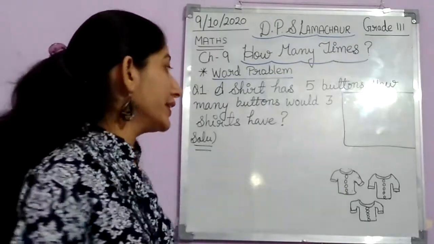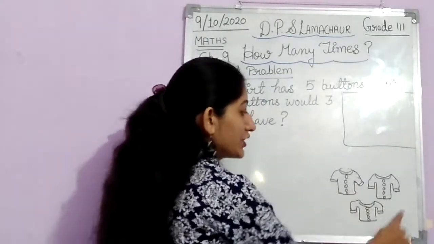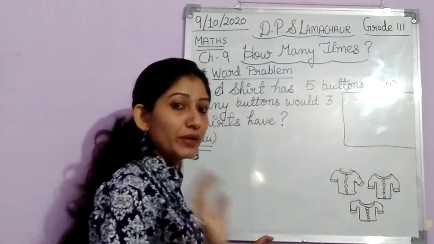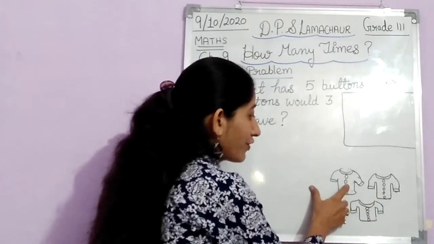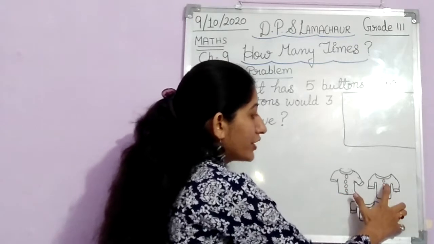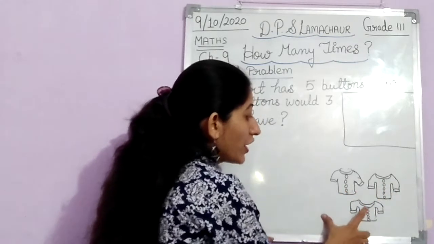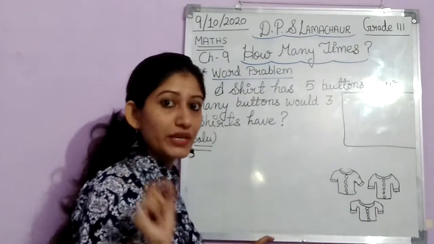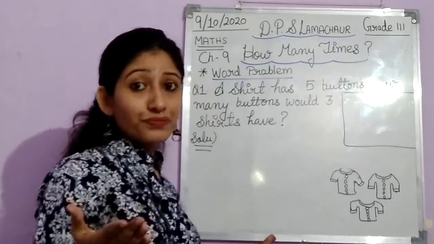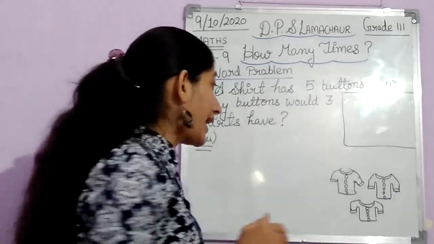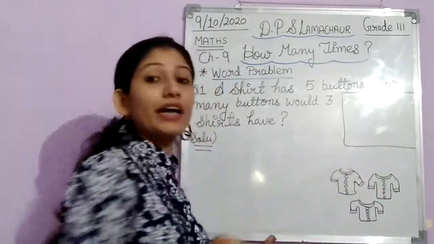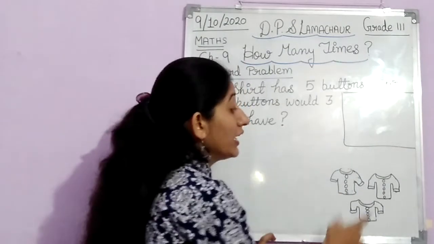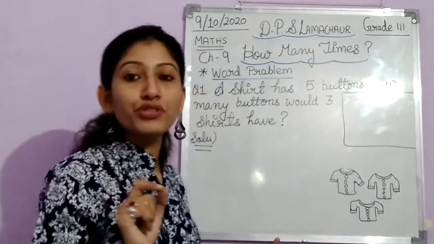First you can see here that I have drawn 3 shirts. Okay. 1, 2, 3. These 3 shirts have buttons. 1, 2, 3, 4, 5. These 3 shirts have 5 buttons each. Okay. Now, अब हमें ये पता करना है कि इन शर्ट्स में हमारे टोटल बटन कितने हैं. 1 शर्ट का उसने हमें बता दिया, 3 शर्ट्स का उसने हमसे पूछा है.